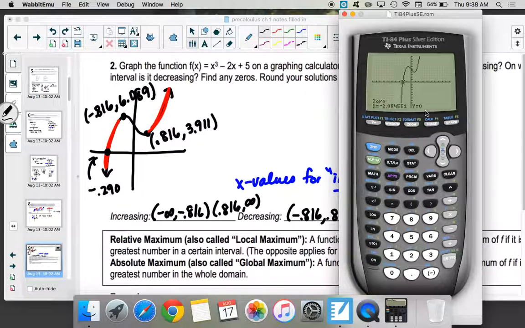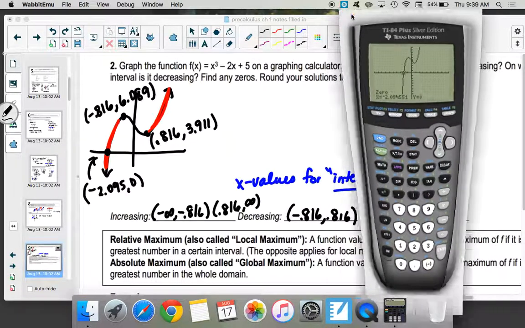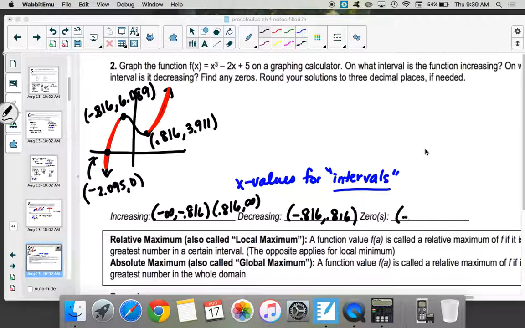So we'll say, hang on, I did this wrong. Negative 2.9, dang it, 2.095. Is that what it was? Comma 0. Get rid of this line there. Okay, so that's our 0 then. You don't have to write it as a point. You can just write, oops, dang it. So I can just write negative 0.2095. This is 0.